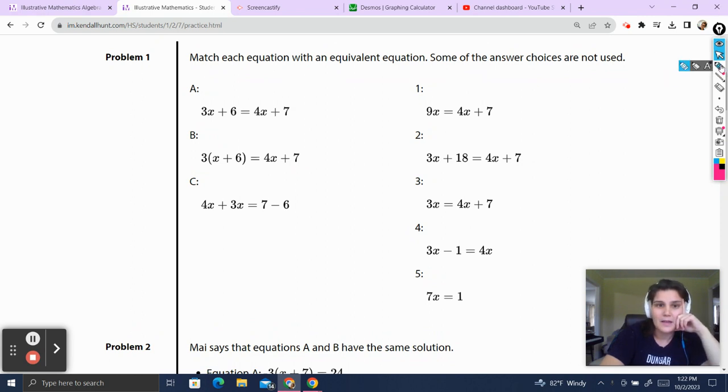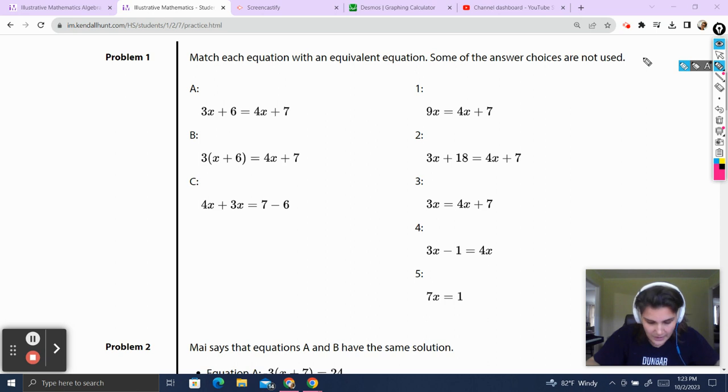Problem 1. Match each equation with the equivalent equation. Some answer choices are not used. So I'm going to be honest, I started this problem set and I wanted to simplify everything, but I don't necessarily think that's the best strategy. I think there's some amount of matching and figuring things out as we go along. So I'm just going to talk out my process, which might not be the most efficient process, but I think it's valuable to see.